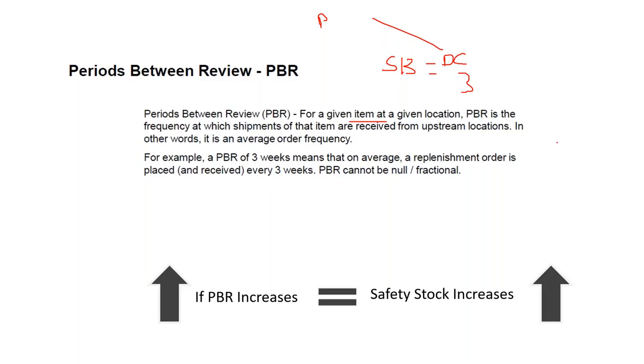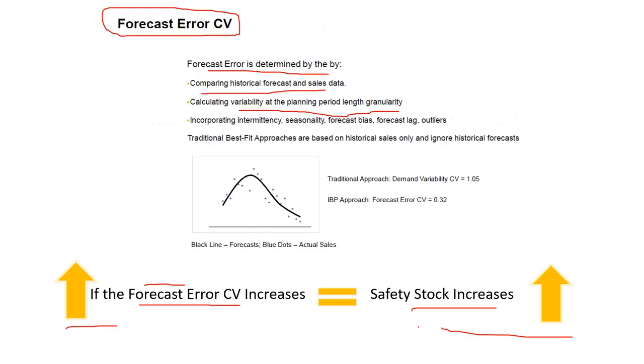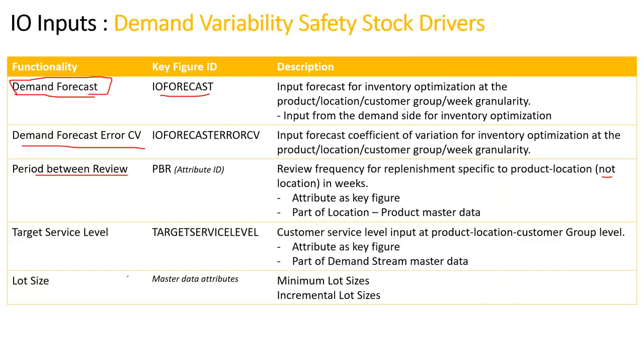So if the PBR is high, then obviously safety stock will also increase, right? Because it takes a lot of time for the finished good to reach your location. So if you increase your PBR, your safety stock increases. I don't want to go and show you guys the example for it. You know it.